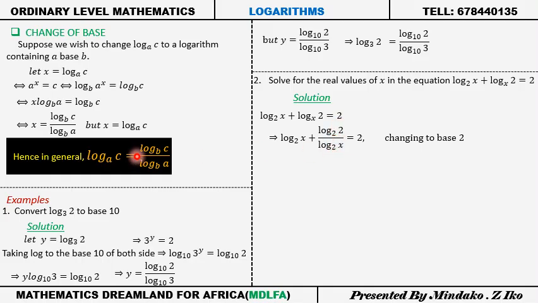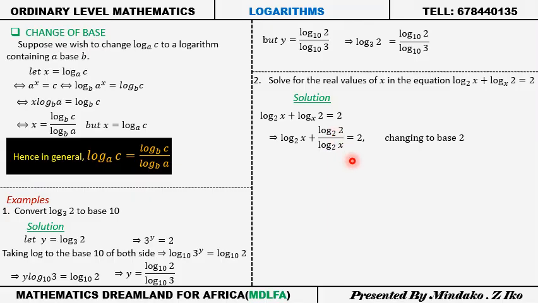Okay, by applying this law here. Now changing to base 2, since base 2 is actually my required base, that is why I'm changing this log of 2 to the base x. I'm changing my x to base 2. Okay, so that is it.